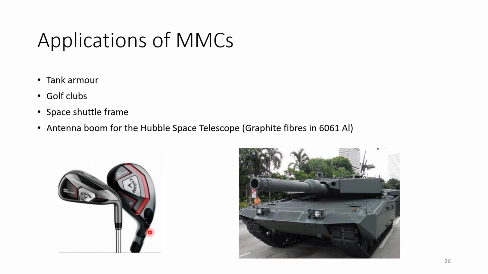The applications of metal matrix composites. In this case you can use these to make tank armors, golf clubs, space shuttle frames and antenna boom for the Hubble Space Telescope, which uses graphite fibers in 6061 aluminum, which is an aluminum alloy.